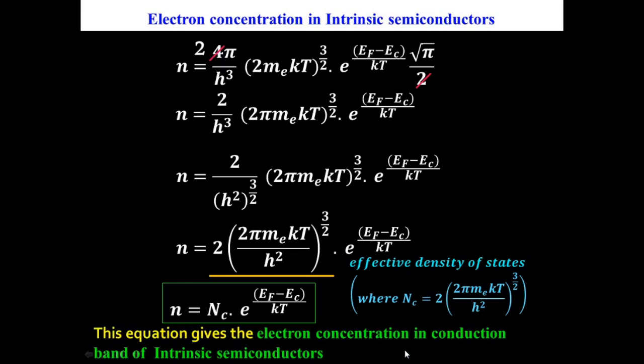The value of the effective density of states for silicon at room temperature is 2.8 into 10 to the power 25 per meter cube. So today that's all. We have found the electron concentration in the conduction band of intrinsic semiconductors and the expression related to it, and we have seen the complete derivation. Thank you very much.